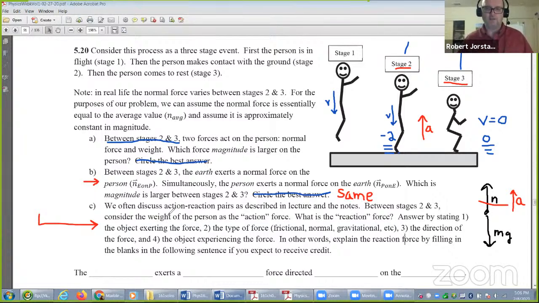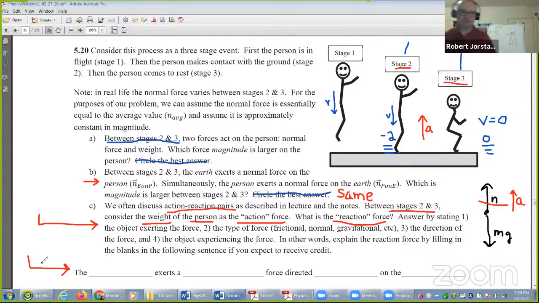So we're going to discuss action-reaction pairs, okay? Between stages 2 and 3, let's talk about the weight of the person as the action. So weight is the action in the action-reaction pair. What is the reaction force? Answer by completing this sentence down here. If you've already had me for physics 110, don't answer right now. Somebody else, it's okay to completely fail, but do give it a shot.